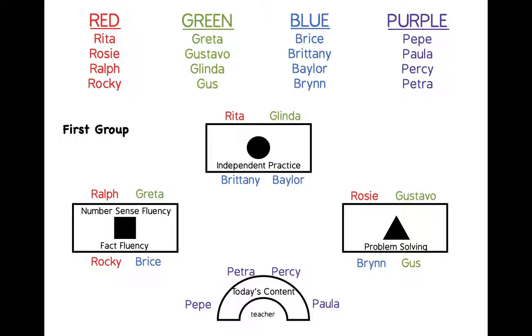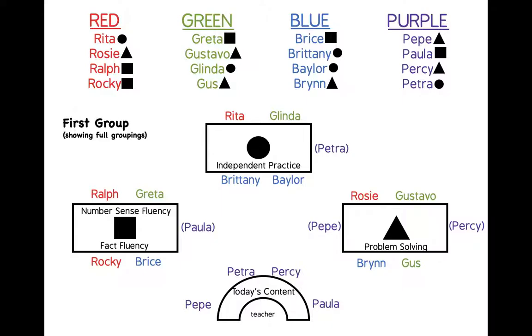So in the first group, the teacher is meeting with Pepe, Petra, Percy, and Paula. Those students do belong to shape groups. As you can see here, they do belong to squares, circles, and triangles. That's because, again, every student has a shape and a color.